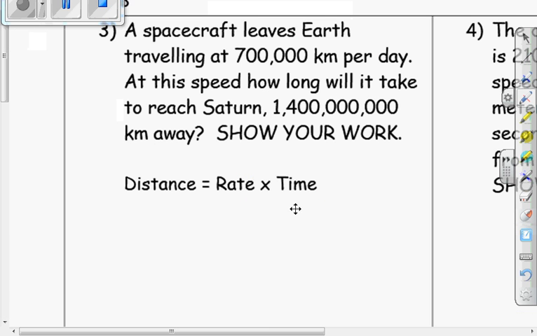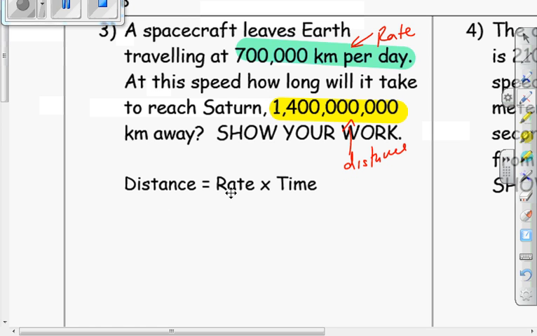Let's take a look at another problem. This is problem number 3. This is a problem that involves distance, rate, and time. We're told that a spacecraft leaves Earth traveling at 700,000 kilometers per day. Well, that's a speed. So that's going to be the rate in this problem. At this speed, how long will it take to reach Saturn, which is 1,400,000,000 miles away? So that's our distance.